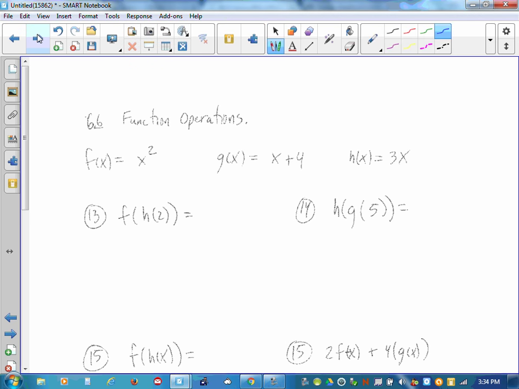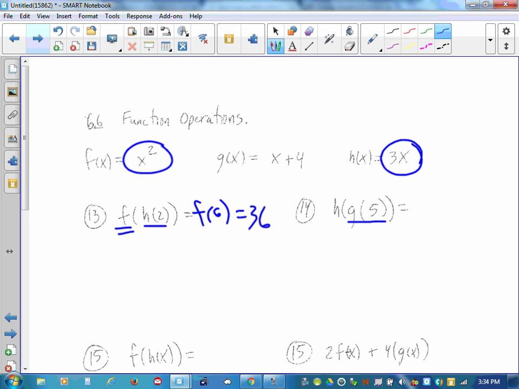Okay, when there's a number here, I always think about this first and then this second. So I take 2 to the h function over here. 2 times 3 is 6. So now I'm doing f of 6. The 6 goes to the f equation, so I'm going to square that 6 and get 36.